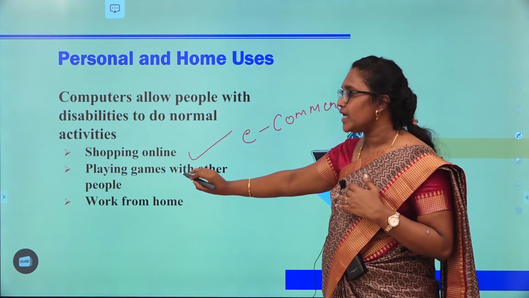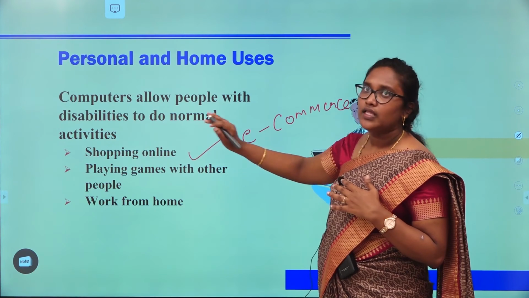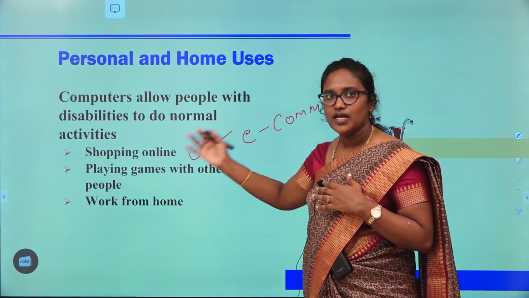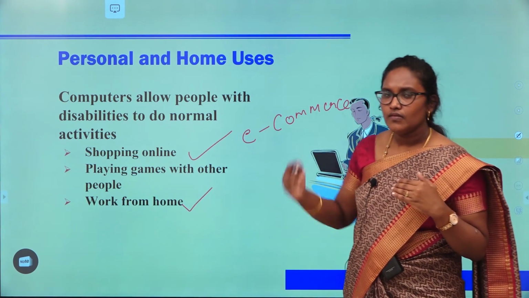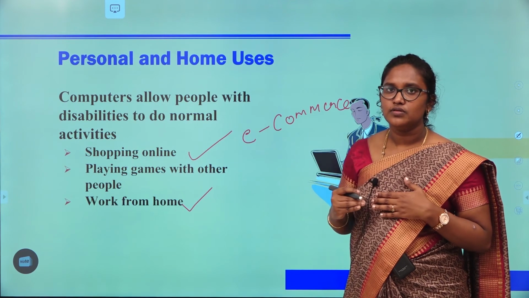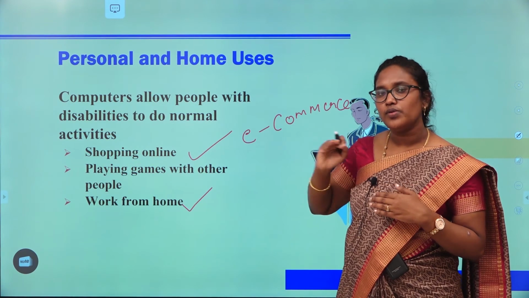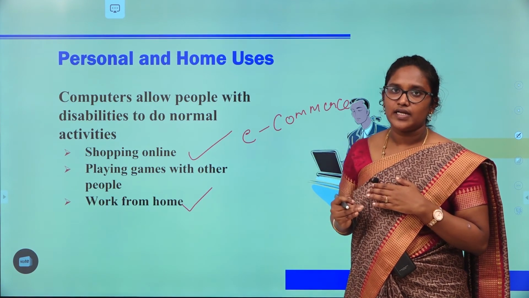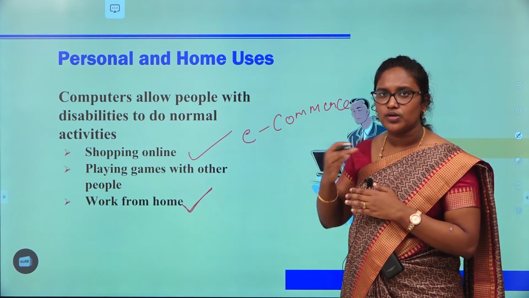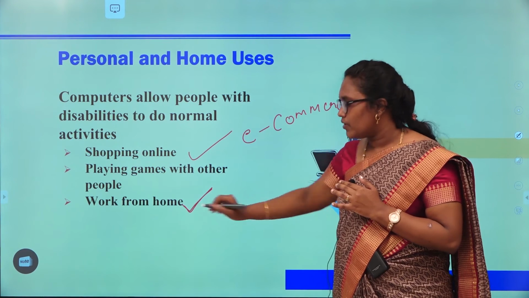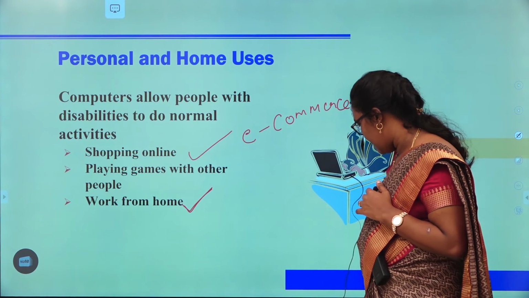Next one is playing games with other people. If you want to play games on the computer, then also you will make use of a computer. Next one is work from home. For example, if you consider this lockdown, obviously you are using computers to watch the video lectures delivered by the faculty, right? So whenever you are doing some work from home with the help of a computer, it is called work from home.